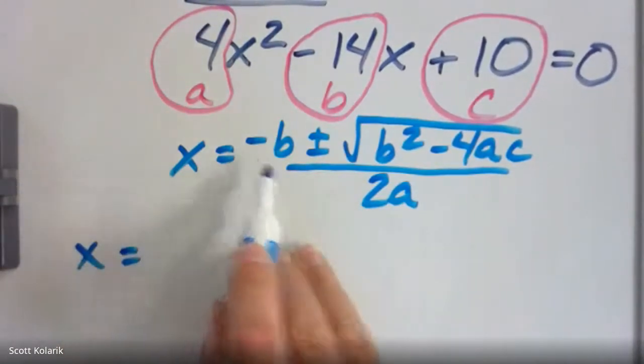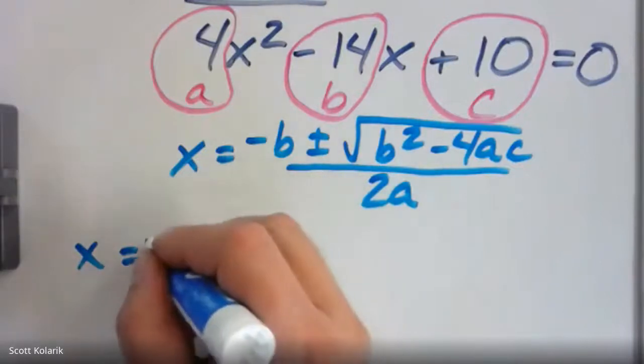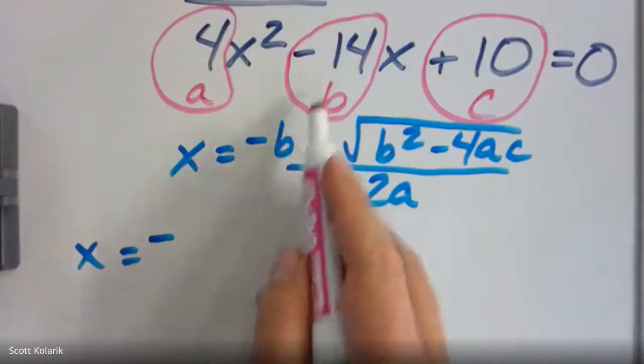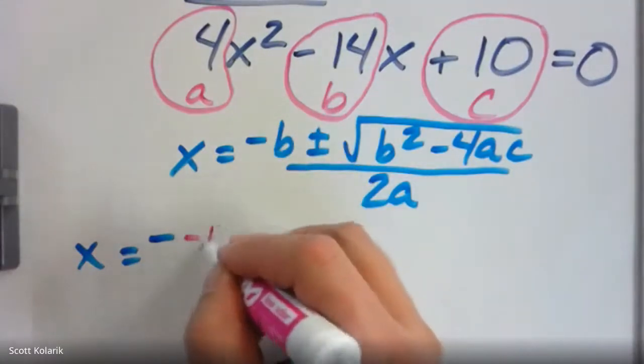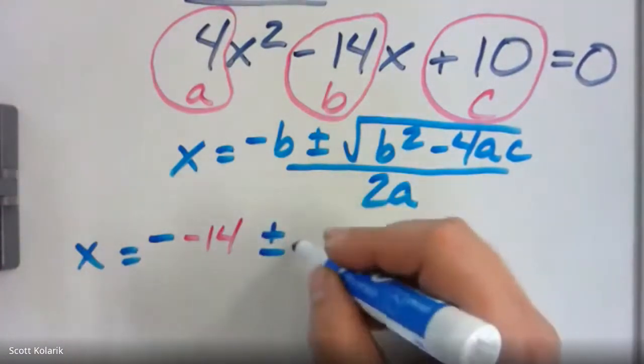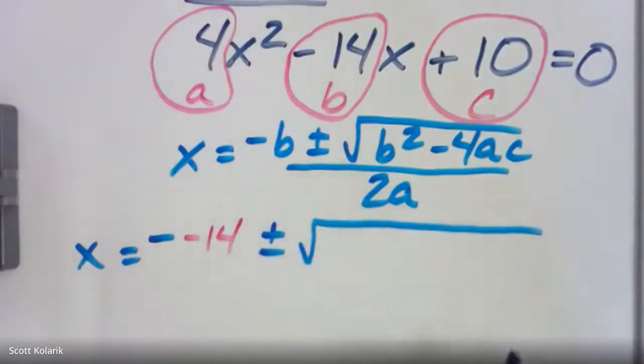I usually go through the process of writing in the minus signs just in case I ever come across double negatives and stuff. But I'll just take a step to show the substitution. B is this negative 14. Yes, I do take the time to write the two minus signs for myself, just so I don't lose track of them. Plus or minus the square root of this massive mess.